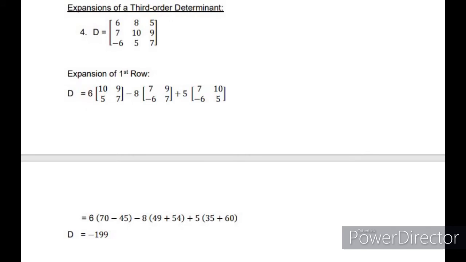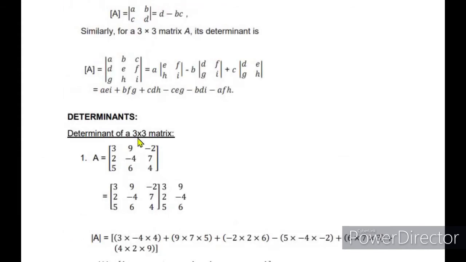Now let's go to the expansions of a third order determinant. Here, number 4, we have an example of a matrix. Matrix D is equal to its elements. So it's also a square matrix, a 3 by 3 matrix. Now for the expansion of the first row, you notice that this equation follows the given equation above. So let's go back to that equation. This is the equation that is used in the third order determinant, so we will use this equation for it.